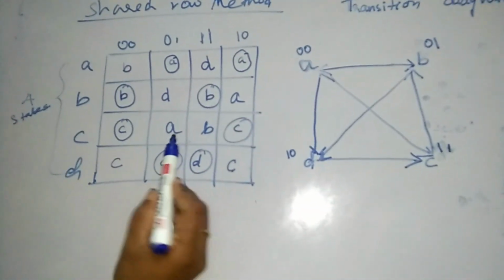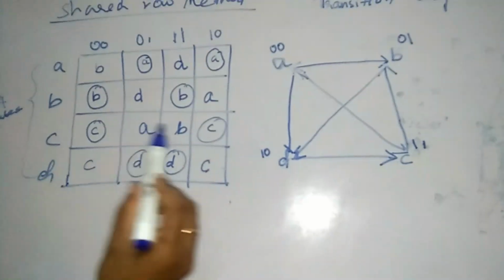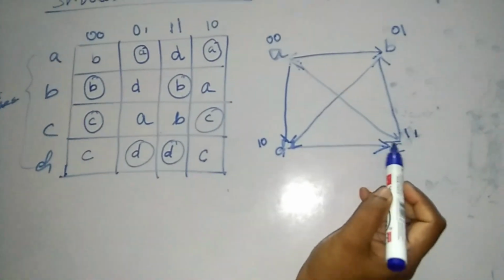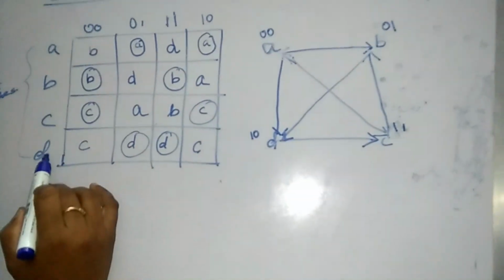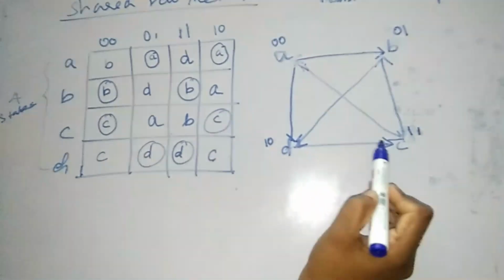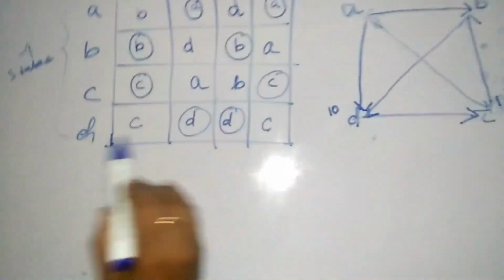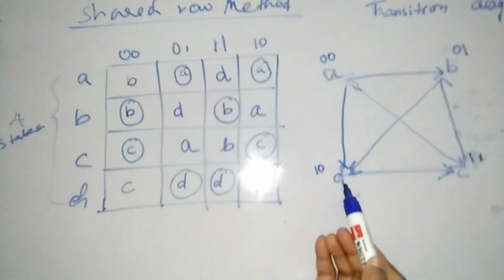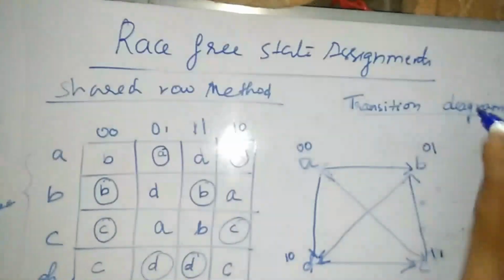C is moving to A, okay? And C is moving to B. And D is moving to C, and B is moving to D. So you may not represent the same state, okay? So this is what is the transition table.